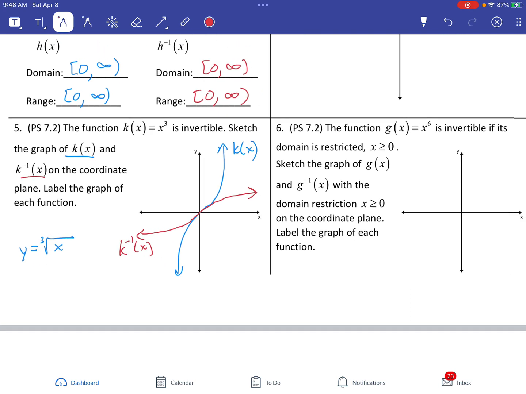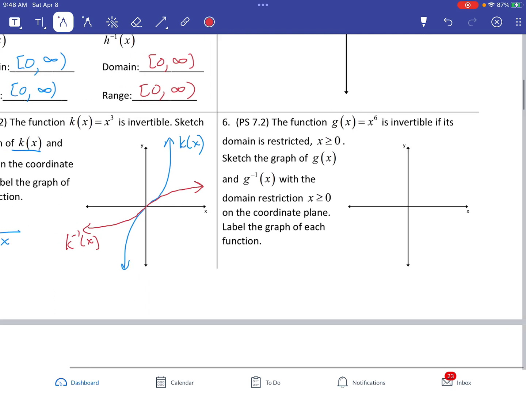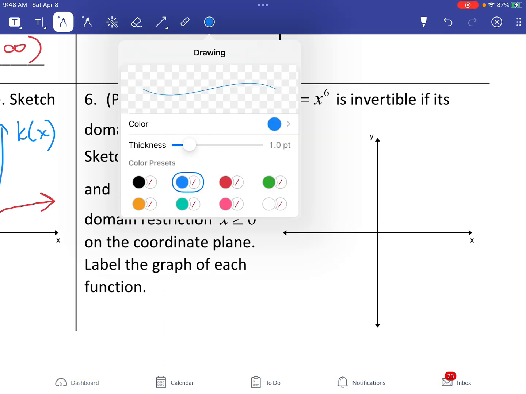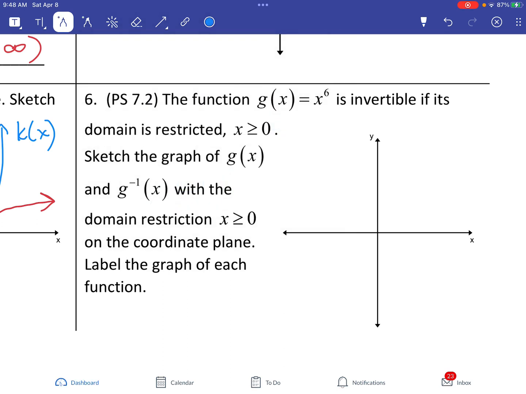All right. Next, number 6. The function g of x equals x to the 6 is invertible if its domain is restricted. So this is a little bit like question number 4. Sketch the graph of g of x and g prime of x with the domain restrictions. Okay, so if we're restricting its domain, it's x to the 6th. It's going to look like this.